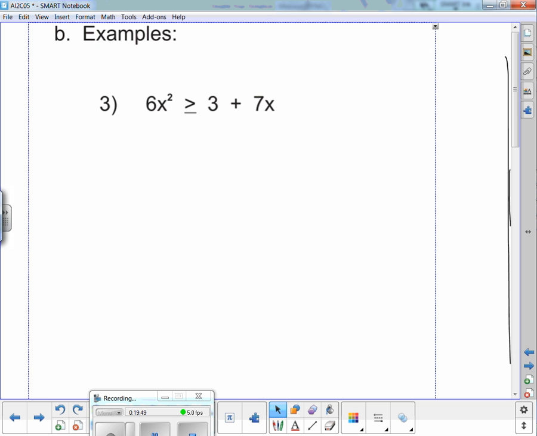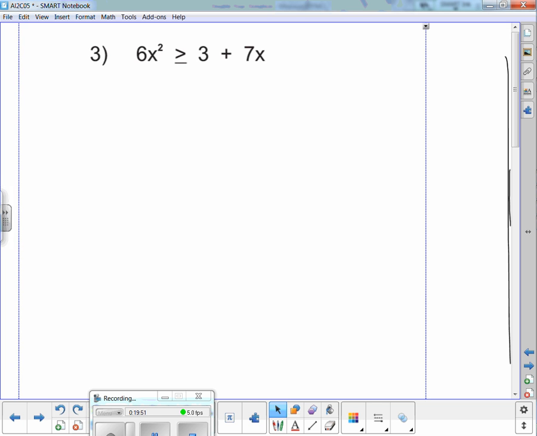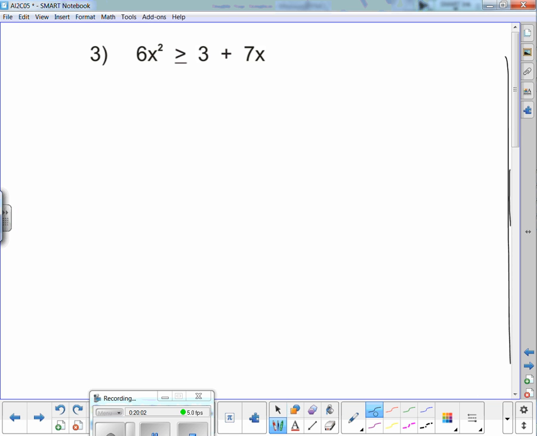Okay, so number 3. So you look at this, first thought. What's your first thought? Say it if you know it. Get the 0 on the right. Okay, so that's pretty simplistic. Let's move the 7x to the left. Let's move the 3 to the left.